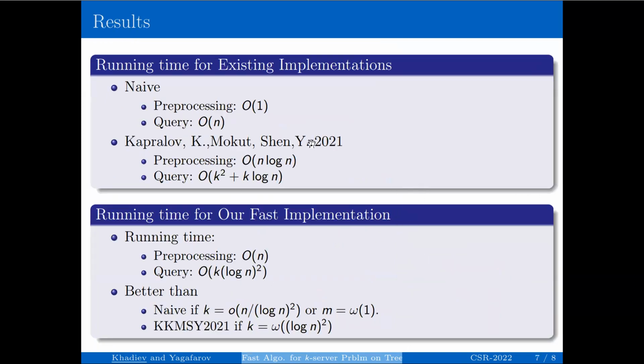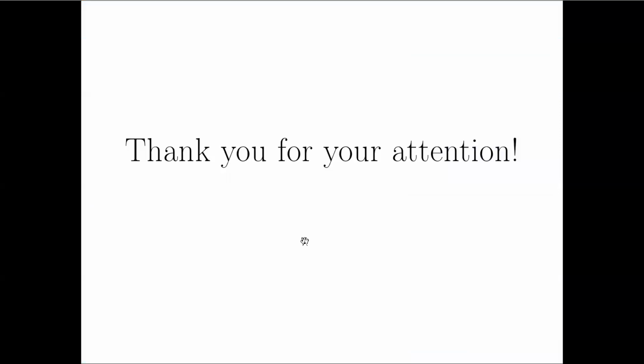Okay, finally, the existing naive implementations have such complexity. The existing fast implementation has such complexity, and the new complexity is this one. So it is better than the naive implementation if k is asymptotically less than n over log n squared, or the number of queries is more than constant. And it is better than this fast solution if k is bigger than log n squared. These are also suitable and possible cases in practice. Thank you for your attention.